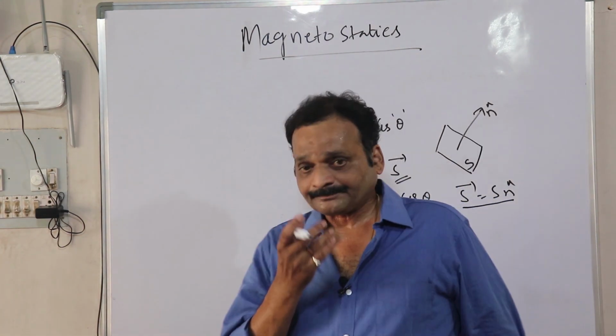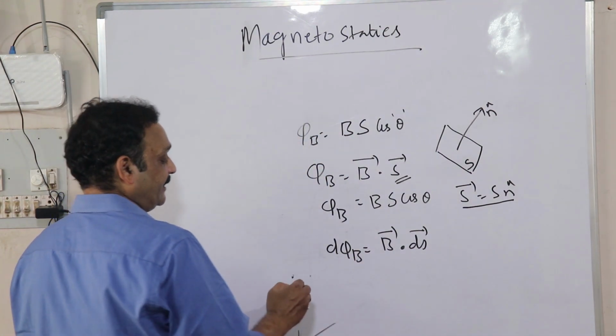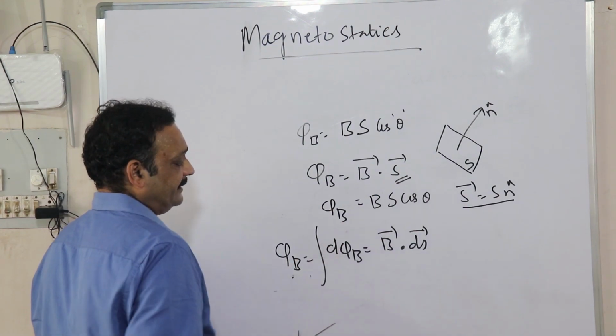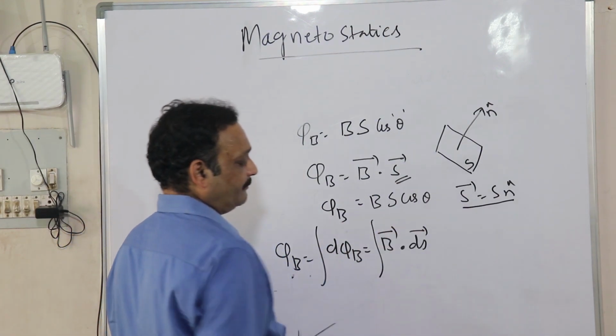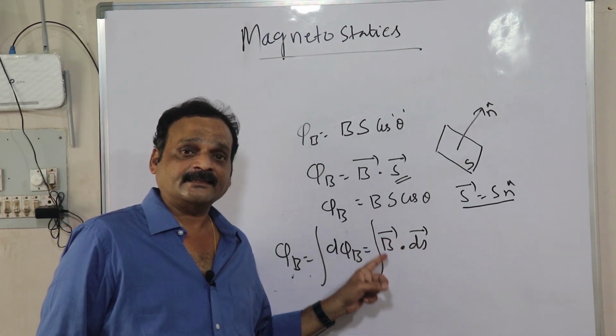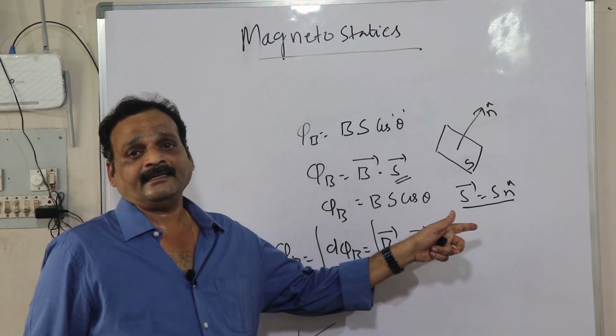Now what is the total amount of flux passing through the entire area? I'll integrate it. The flux passing through any given area is integral d phi B equal to integral B bar dot dS bar. Integral B bar dot dS bar is the total flux passing through the given area. Integrate under the area limits.